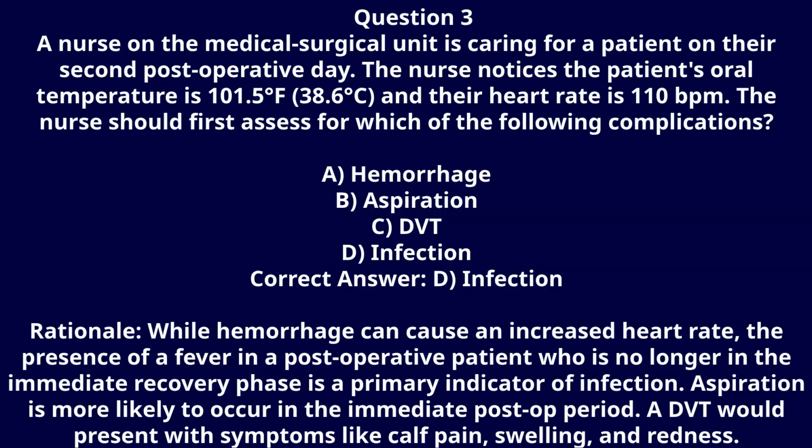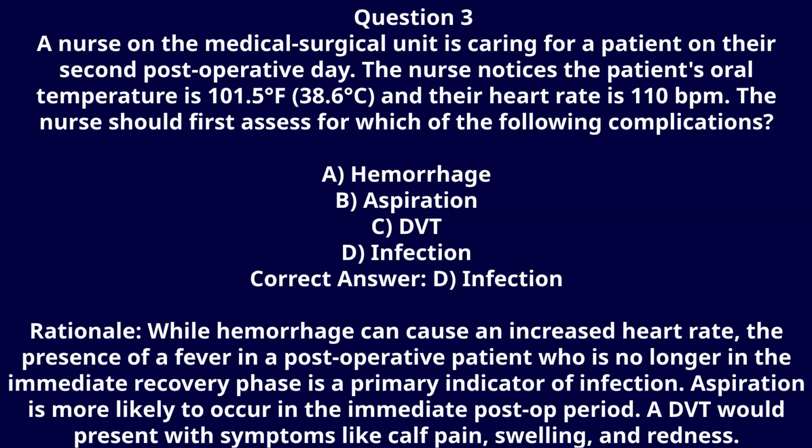The nurse should first assess for which of the following complications: A. Hemorrhage, B. Aspiration, C. DVT, D. Infection. The correct answer is D. Infection. Rationale: while hemorrhage can cause an increased heart rate, the presence of a fever in a post-operative patient who is no longer in the immediate recovery phase is a primary indicator of infection.